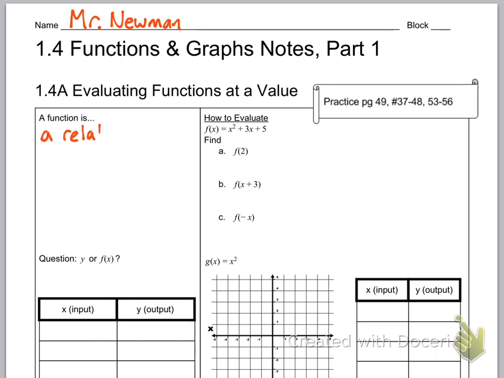First of all, a function is simply a relationship between variables. All right, that's it. There's some details about that relationship that we need to talk about, and we'll get into, but first let me show you some function notation.